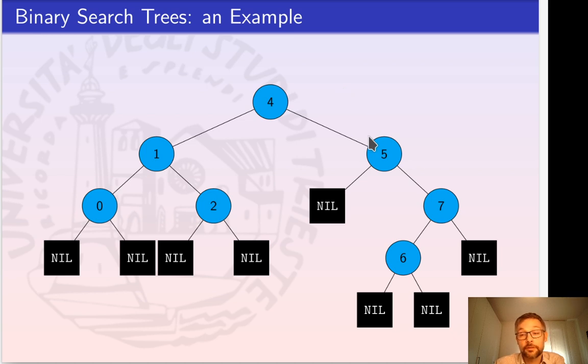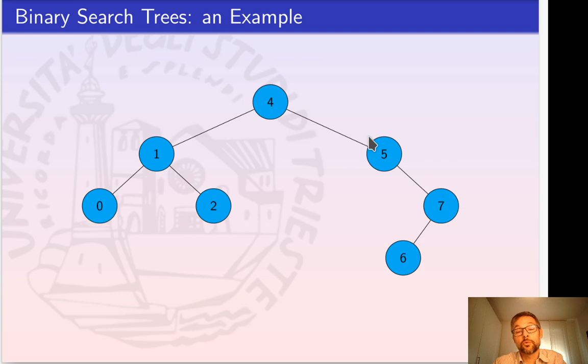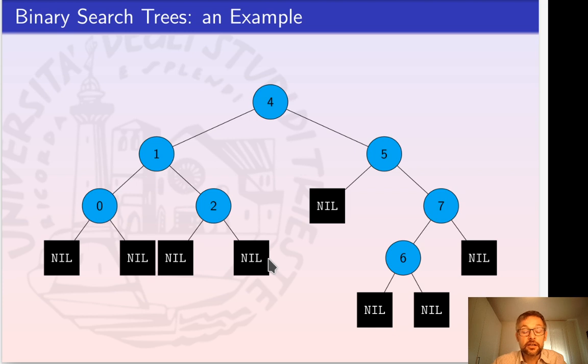However, for simplicity, we will draw all the binary search trees in this way. So in drawing the binary search tree, I will remove all the nil leaves, simply to avoid drawing so much. These leaves are actually not really needed, but they are useful to generalize, and we will see in a while why.